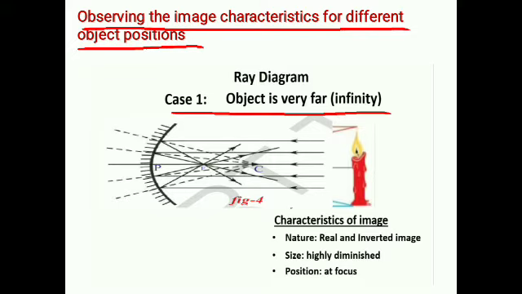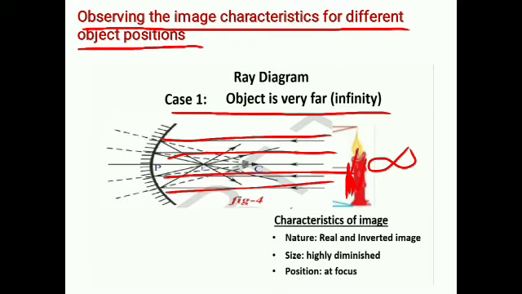Let us take a candle. This candle is at very far distance. That means it is at an infinity distance. And the rays coming from the candle are parallel rays as shown in figure. When the object is at infinity, we get a parallel beam of rays. And this is concave mirror.